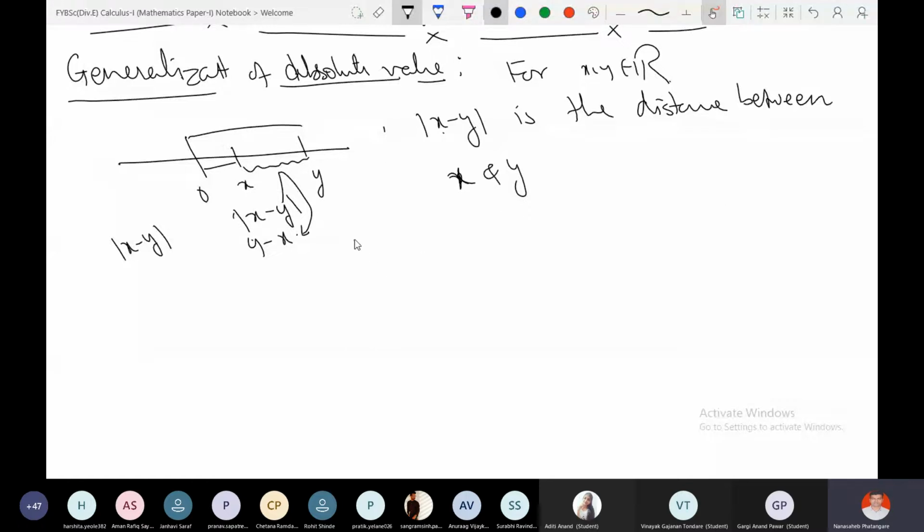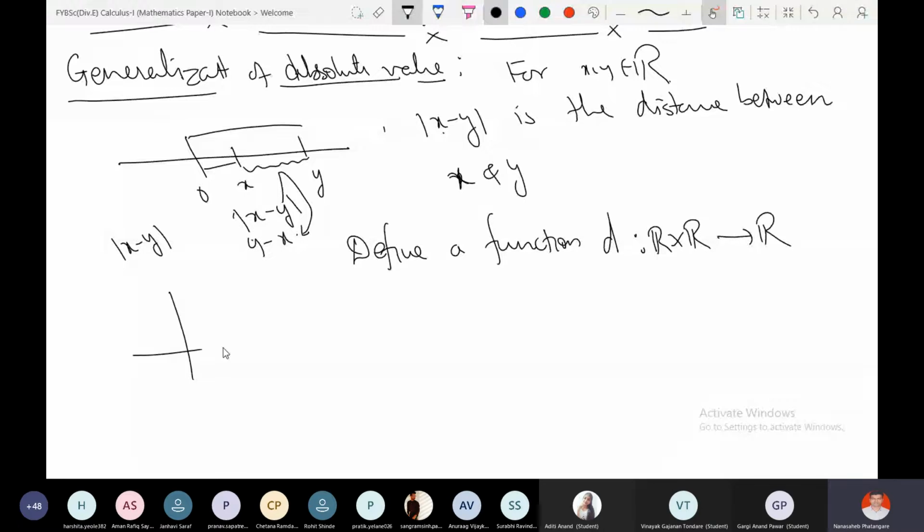So define a function d from R cross R to R. R cross R, you can understand as the Cartesian product of two sets. R cross R to R. Do you understand what a Cartesian product of two sets is?